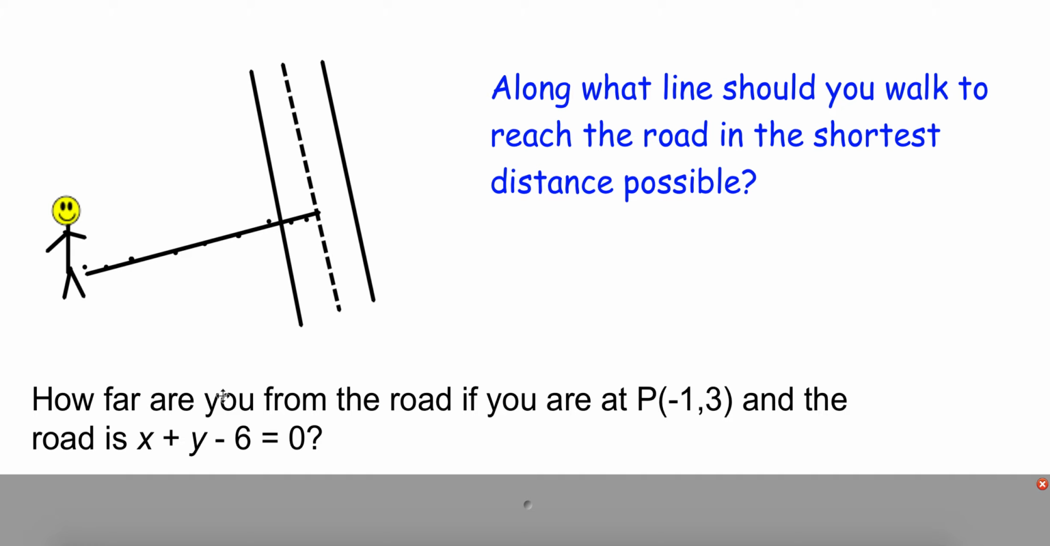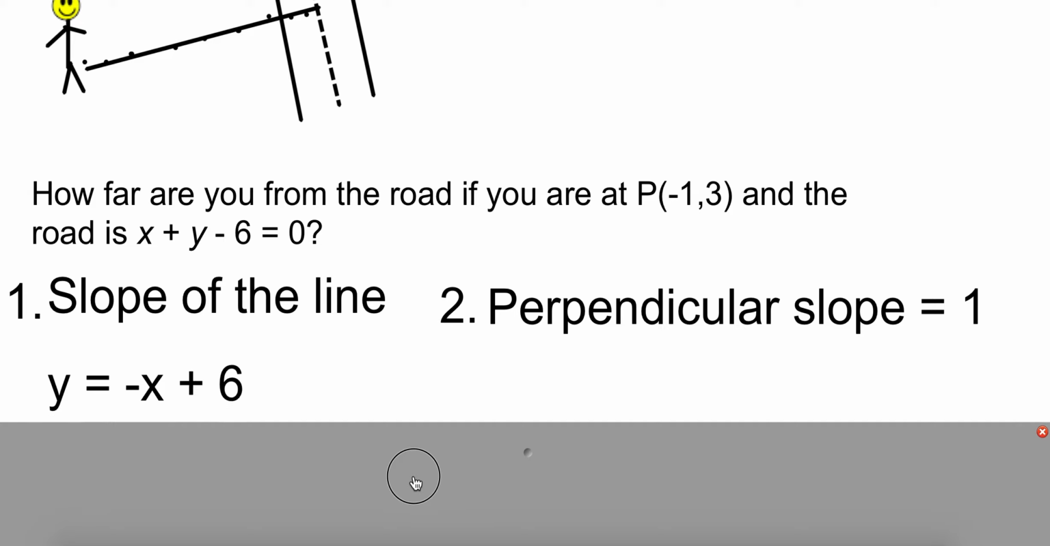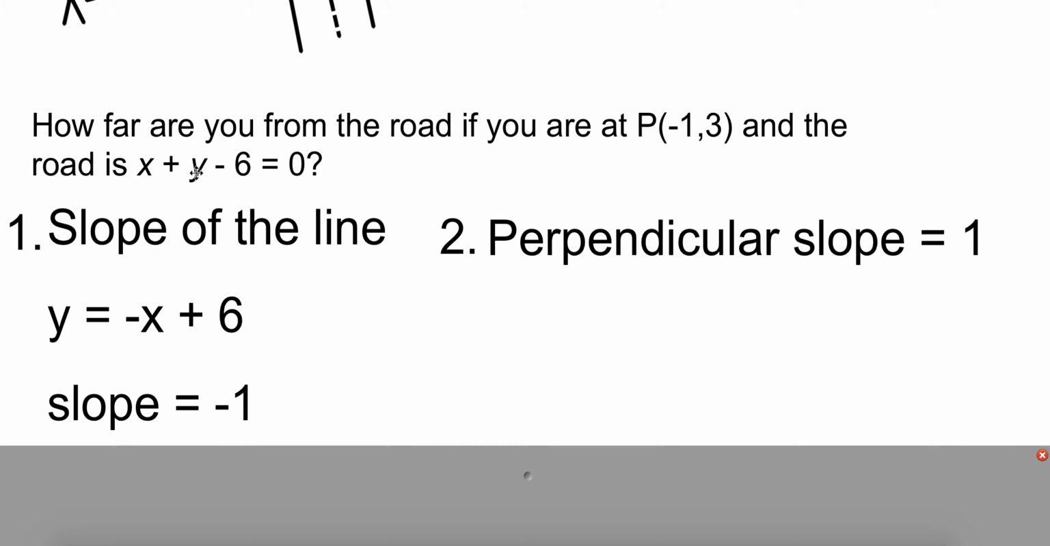So how far from the road if you're at point -1, 3, and the road is this dotted line, we'll say is that equation. So the first thing we need to do is find the slope of the line and then the perpendicular slope. The slope of this line is an easy rearrange. We just leave y there, move the x to the other side, move the 6 to the other side. And you'll notice if you printed these off, that used to be a 5, I made it a 6, so that the numbers work out a little nicer later in the question. So we've got y equals -x plus 6, and a slope of -1, so our perpendicular slope is 1.